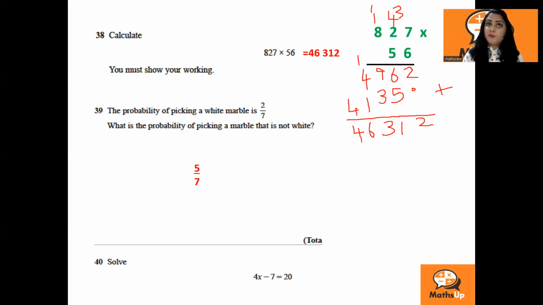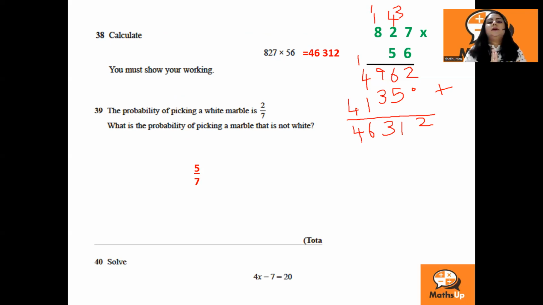Then the 40th question. It's from algebra. There is an algebraic equation, 4x minus 7 equals 20, and you have to solve. Some children have a problem. What does that mean? What is solve? Solve means you have to get the answer. You have to find the value of x. That is what it says.